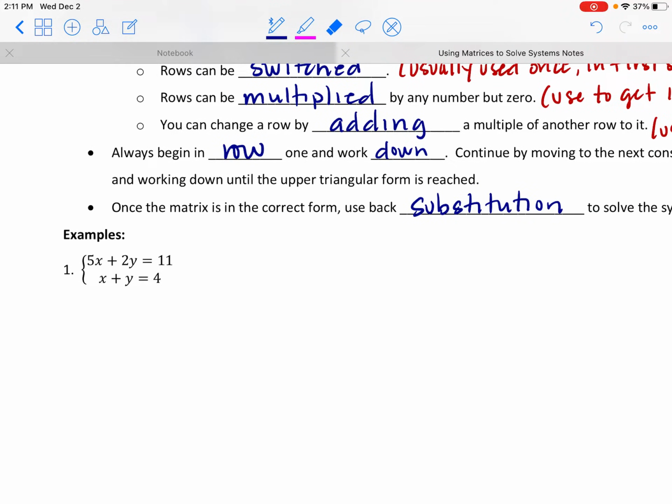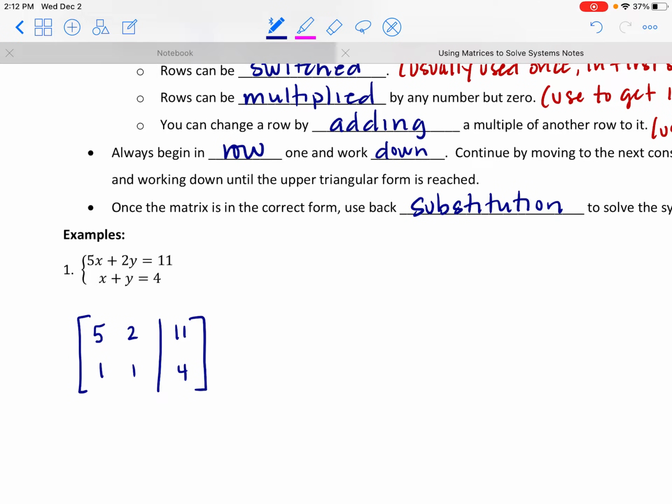So let me put this first into an augmented matrix. If I put this into an augmented matrix, I'm going to have 5, 2, and 11, and then 1, 1, and 4.